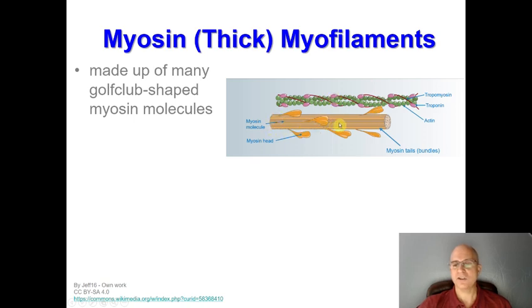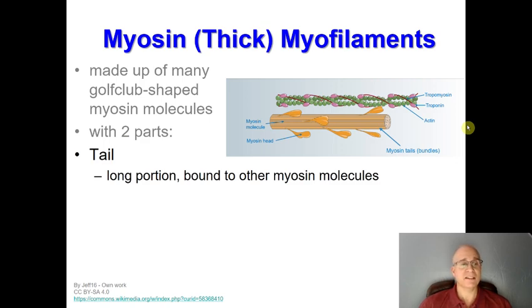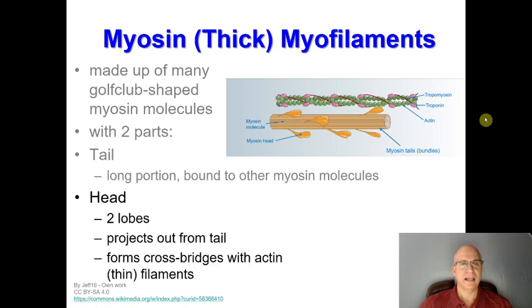Here is our myosin. So the myosin is made up of many of these golf club shaped myosin molecules that are all bound together. So the 2 parts of the myosin, we've got the tails, and all of those tails are bound together here so that you can see them. And then we've got this area right here, which is called the head. And the head of the myosins have 2 lobes that are going to project out of the tail. And when the head is able to connect with the binding site on each individual G-actin, they're going to form a connection called a cross bridge.